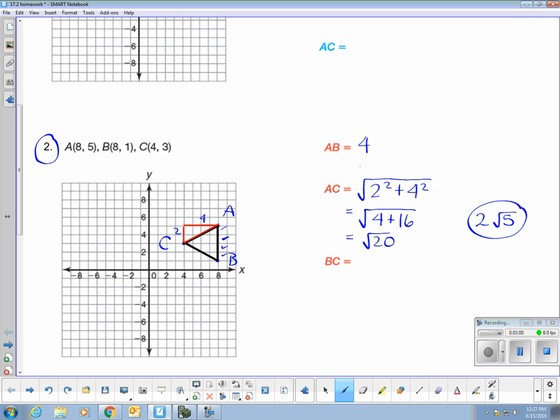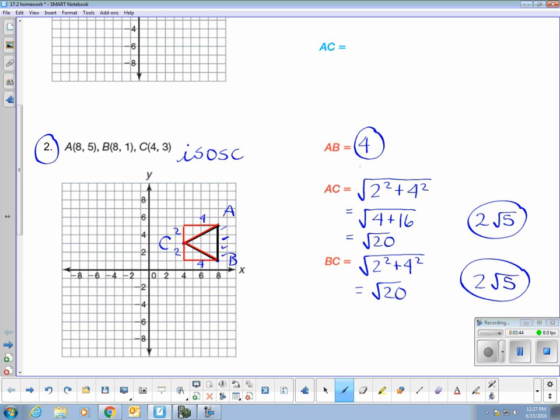To find the distance from B to C, I'm going to draw another right triangle. And we notice that it's the same right triangle that I drew above. This side is 2. Let's bring this back down. There we go. And this side is 4. And so the distance from B to C, again, is the square root of 2 squared plus 4 squared, which is the square root of 20, or 2 radical 5. So we have one side that is 4, and the other two sides are 2 radical 5. Therefore, this is an isosceles triangle, since 2 sides are congruent.